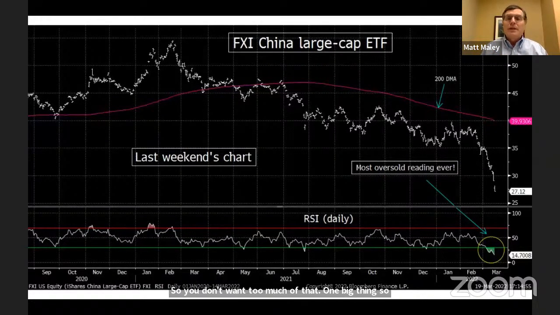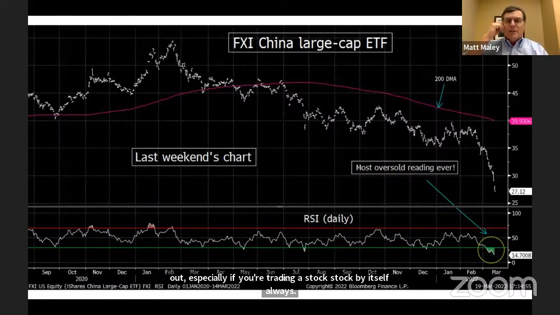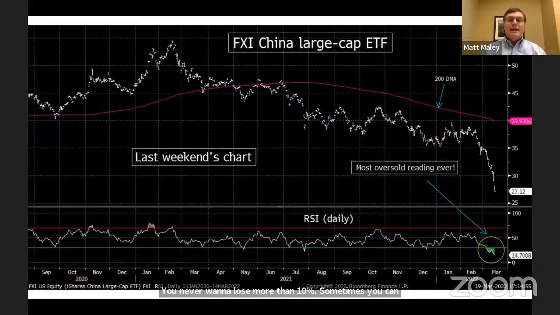Number two is we set stop levels. If you're trading a stock by itself, you never want to lose more than 10%. Sometimes you can give yourself a little leeway to 11%, but that's it. If you're trading in an active manner and want to hold it for a couple of weeks or even a couple of days, and it's a regular stock, not an option, it goes down 10%, get out. No matter what, you can get back in a couple of days later.